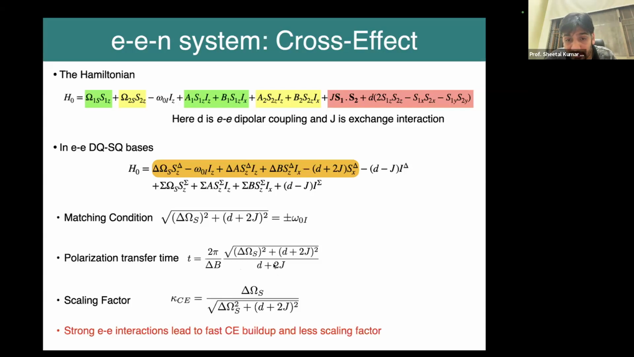And yeah, the electron-electron coupling actually comes into the denominator here. And then the scaling factor also we can calculate along the same lines as we calculated for the solid effect and NOVEL. And it turns out that if the electron-electron coupling is large, if it is comparable to the difference in the two Larmor frequencies, the scaling factor can go down.